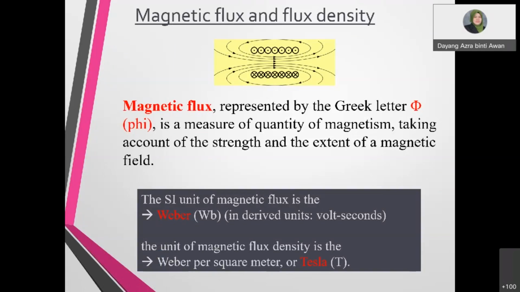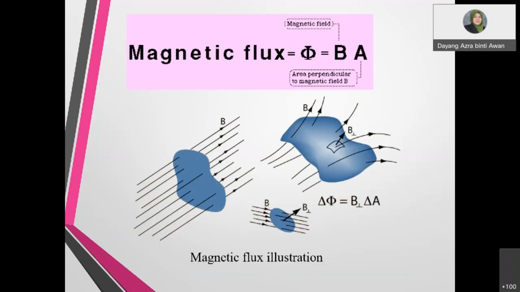For the magnetic flux, you can see that it is represented by the Greek letter phi. It is a measure of the quantity of magnetism, taking account of the strength and the extent of the magnetic field. The SI unit is the Weber, which can be derived in volts per second. The unit of magnetic flux density is normally called the Tesla, or Weber per square meter. This illustrates how the magnetic flux will penetrate through the given surface area.